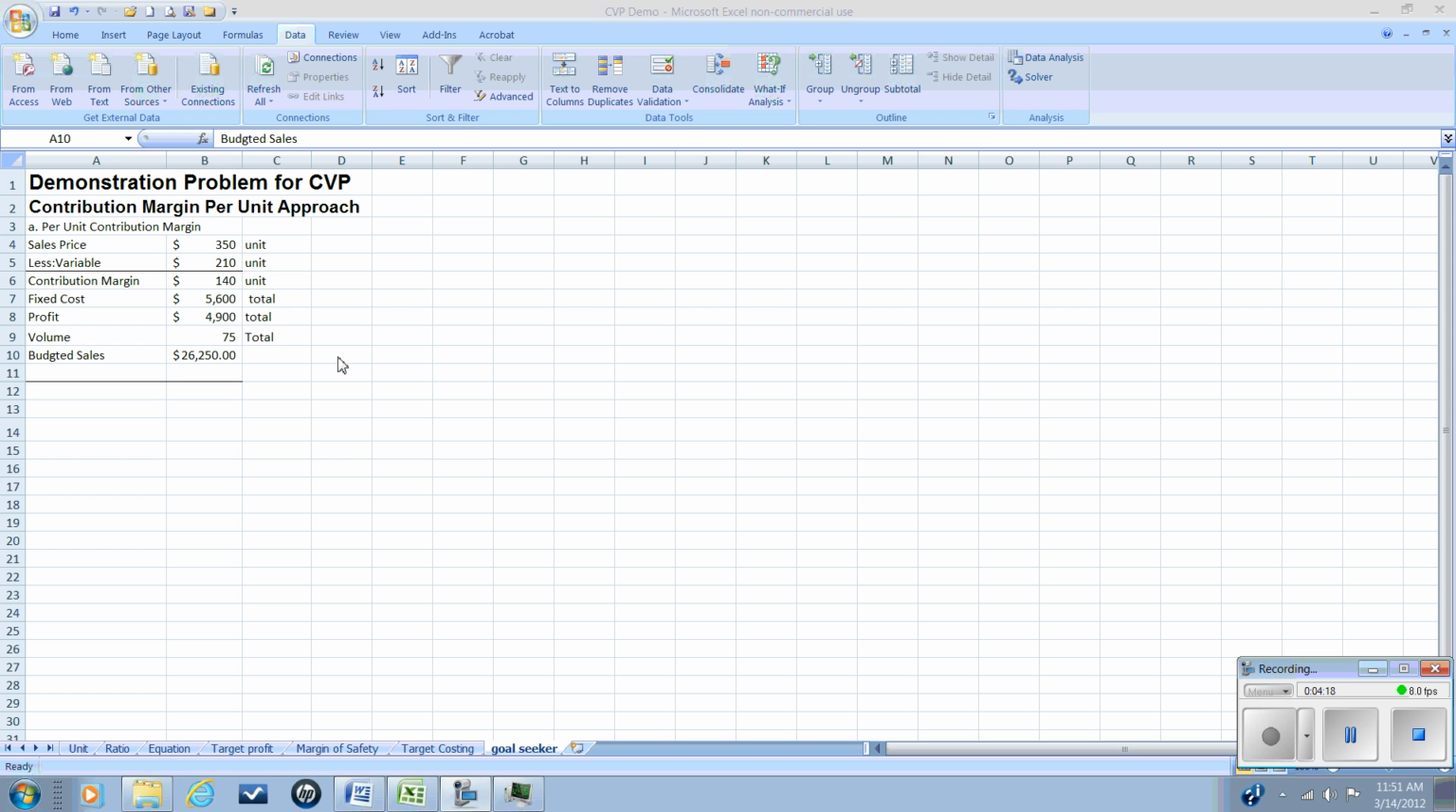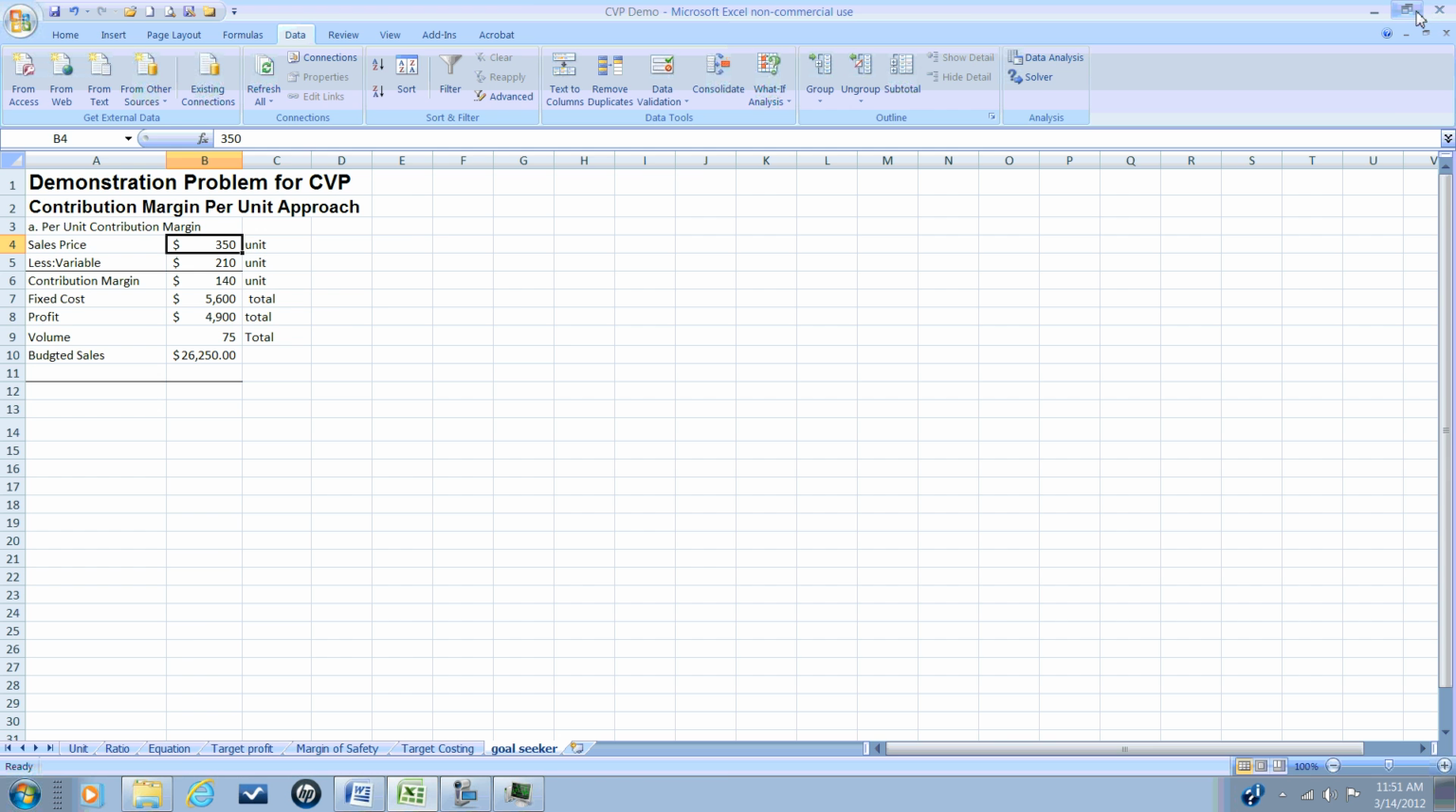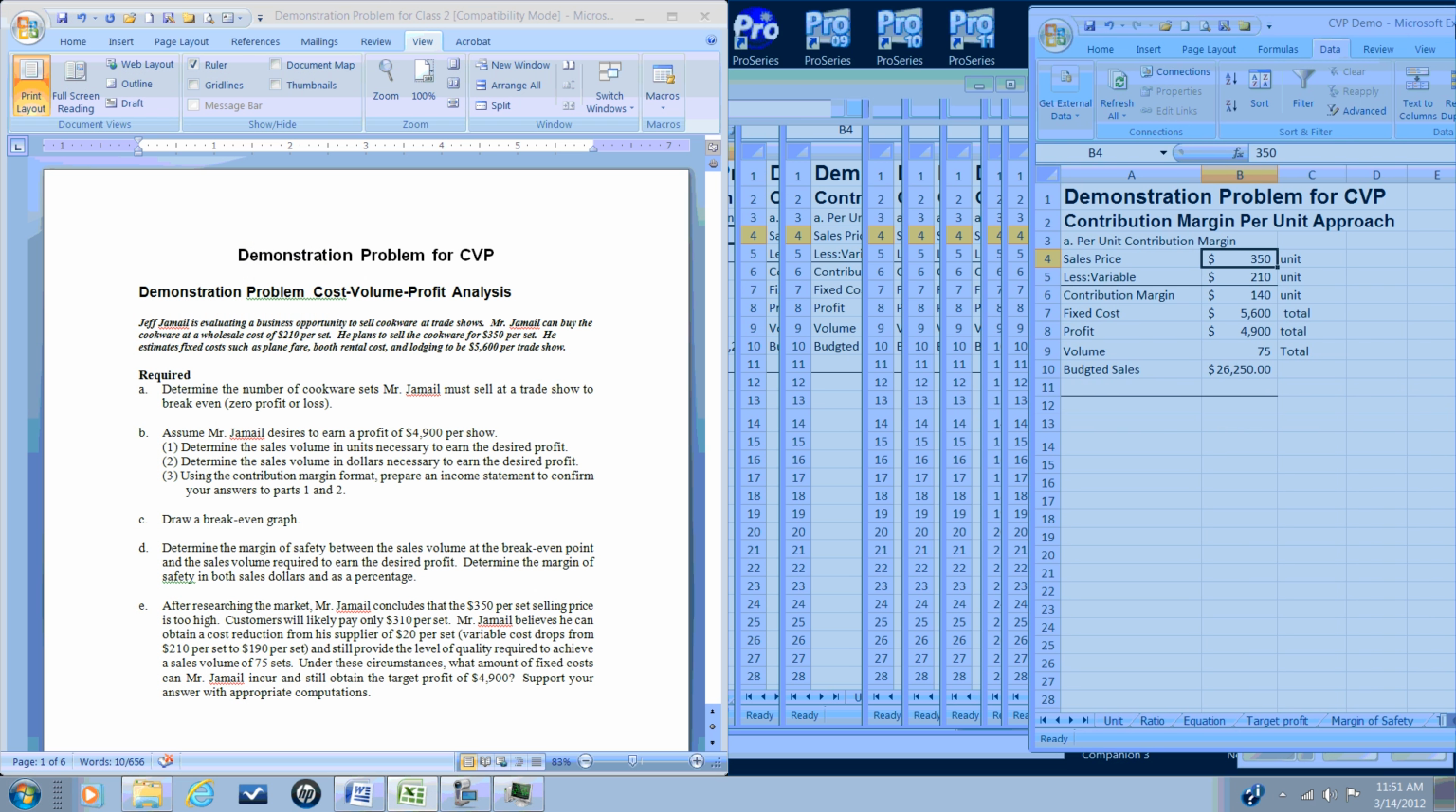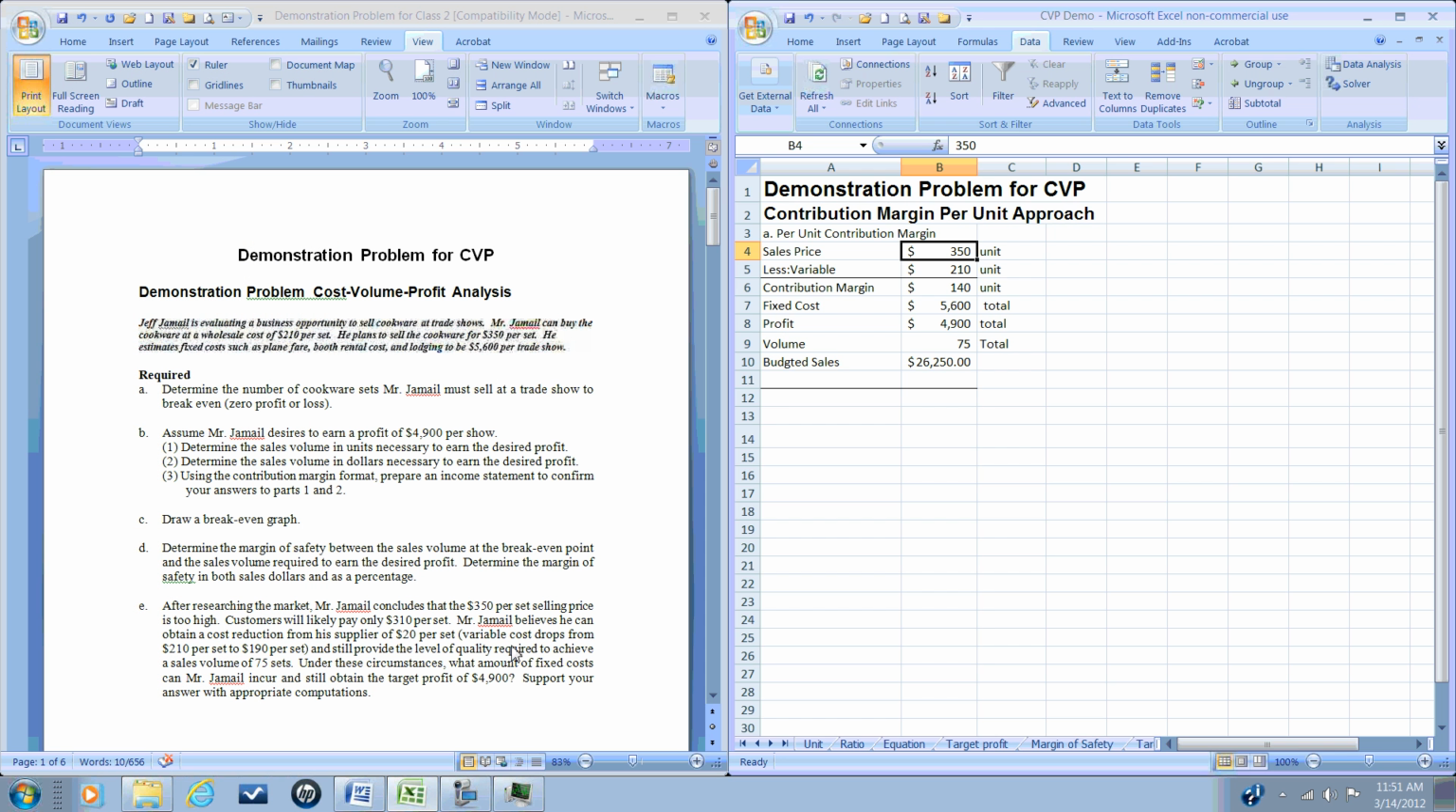We're not limited to using Goal Seek for just break-even or targeted profit. We could also use it for targeted costing. So let's go back to the scenario where our salesman has determined that the market will only bear a selling price of $310. His cost per unit can be reduced from $210 to $190. That's going to reduce the contribution margin.